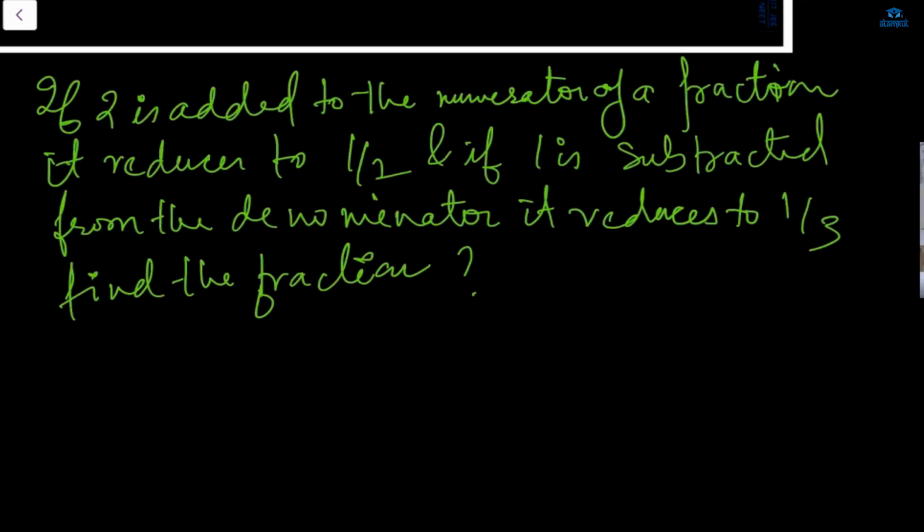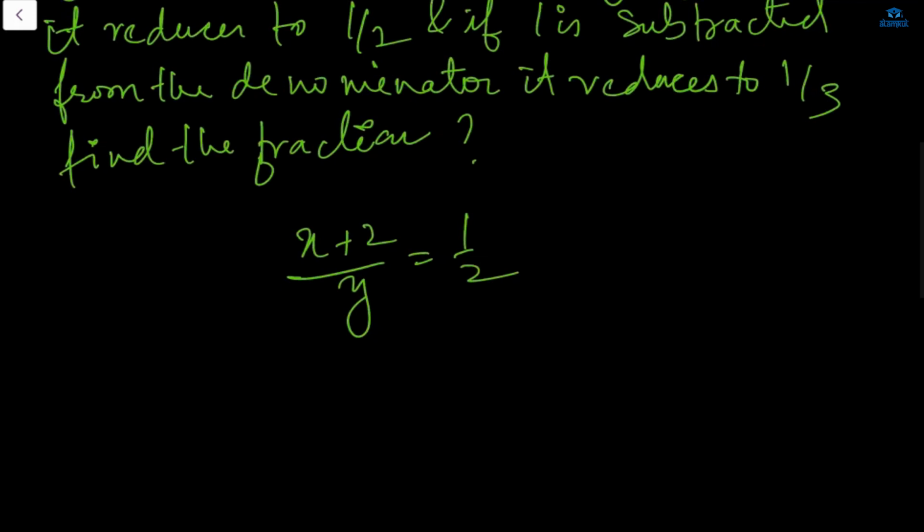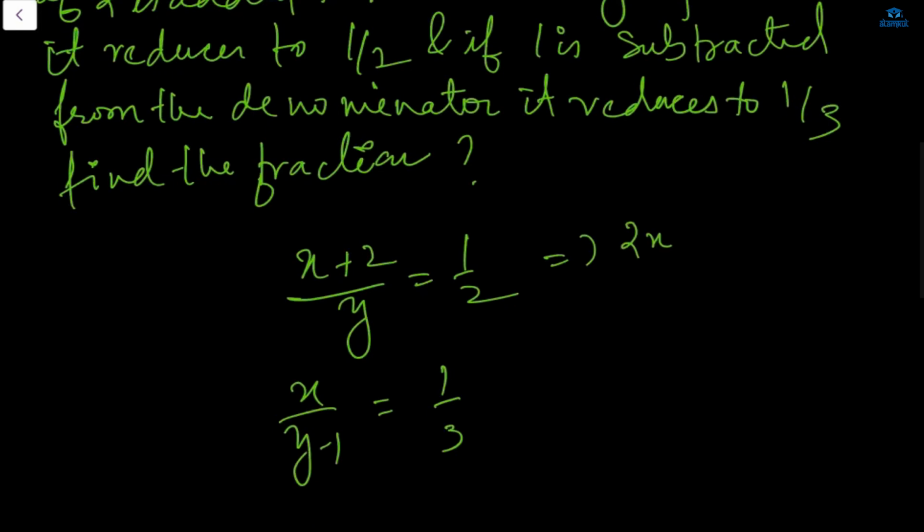x plus 2 by y is equal to 1 by 2. And if 1 is subtracted, x by y minus 1 is equal to 1 by 3. Yes, according to the question, 2 is added to the numerator of a fraction, which reduces to half. So 2x plus 4 is equal to y, which implies that 2x minus y is equal to minus 4. And here it will be what?